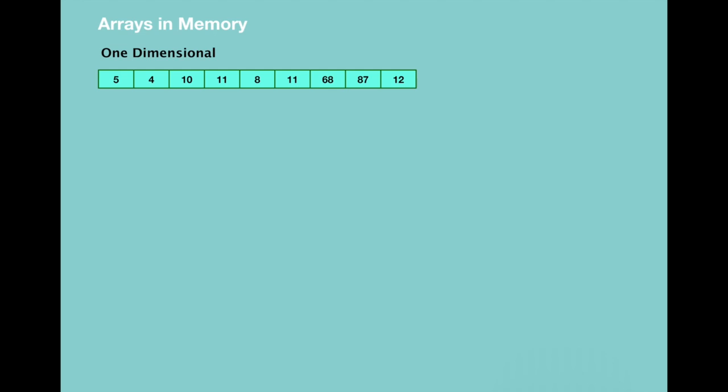Let's say we have initialized this array over here, which consists of 9 elements. The first element is 5, the second is 4, then the third element is 10, and it continues like this. And the index of elements starts from 0. Now let's see how it is stored in RAM.